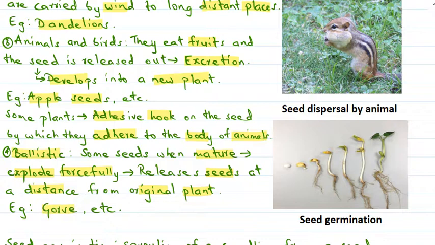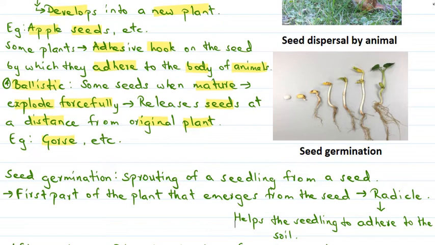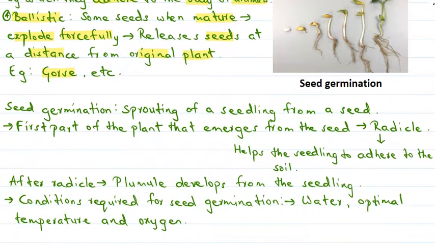Now that the seeds have been dispersed, it is time that they get germinated properly and grow into proper healthy plants. So, what is seed germination? Germination is a process of sprouting of a seedling from a seed. After they are dispersed, they wait for favorable conditions to grow. Then they sprout from a seed. This is known as seed germination.